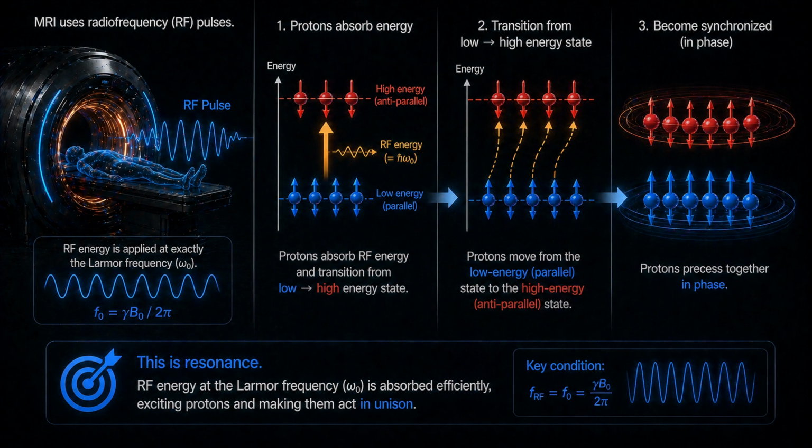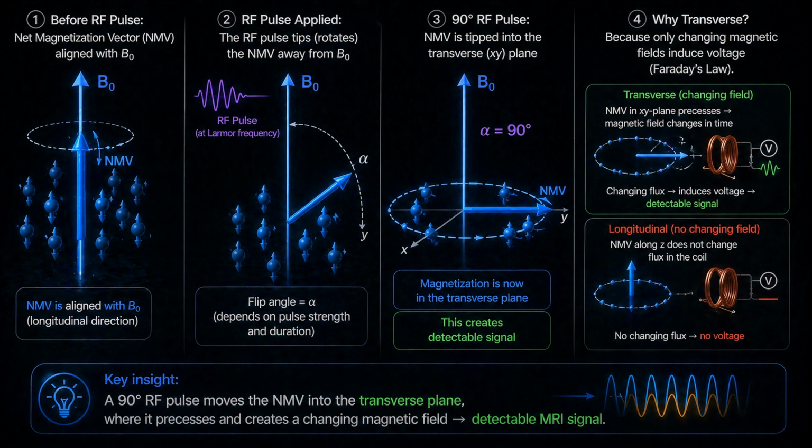Number 4, resonance, energy absorption. MRI uses radio frequency, RF pulses. If RF energy is applied at exactly the Larmor frequency, protons absorb energy, transition from low to high energy state. They become synchronized, in phase. This is resonance. We are halfway there. Hang in there, it's just starting to get fun.